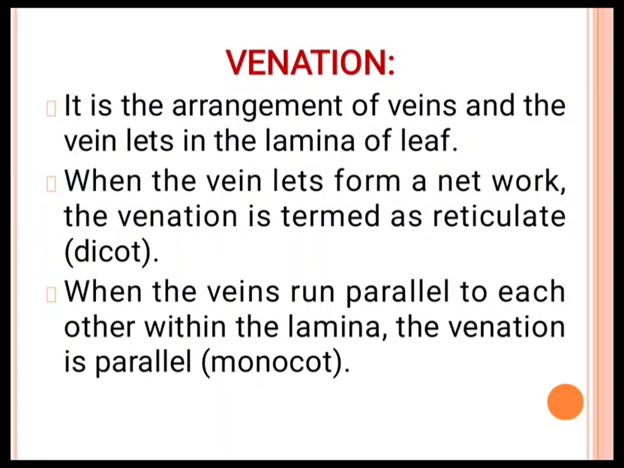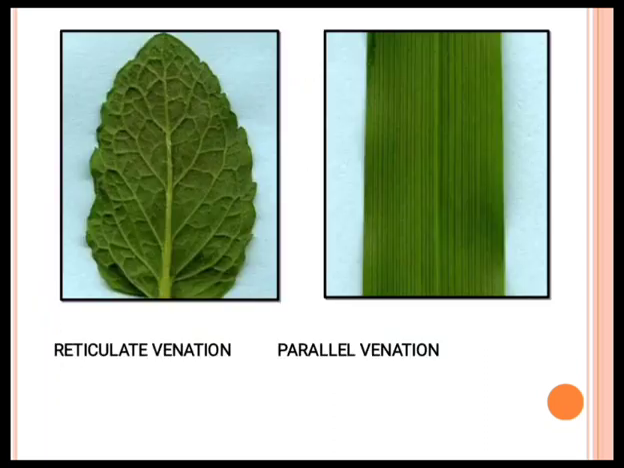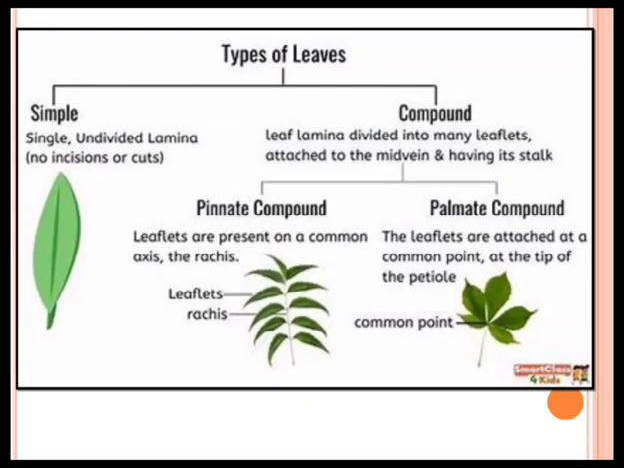Now we will talk about venations. Venation is the arrangement of veins and veinlets in the lamina of the leaf. They are of two types, reticulate venation and parallel venation. When the veinlets form a network, the venation is termed reticulate venation, which is observed in dicot plants. When the veins run parallel to each other within the lamina, the venation is known as parallel venation, which is usually seen in monocot plants.